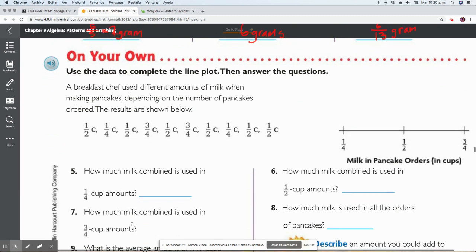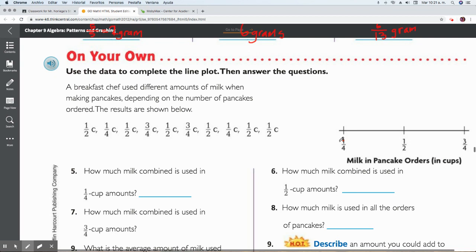Okay, last one, and then we're going to start on the next lesson for today. Use the data to complete the line plot, then answer the questions. A breakfast chef used different amounts of milk when making pancakes, depending on the number of pancakes ordered. The results are shown below. 1/2 cup, 1/4 cup, 1/2, 3/4, 1/2, 3/4, 1/2, 1/4, 1/2, and 1/2. Our first step would be to mark x's on top of each fraction. The line plot's right here. It's already labeled and it already has a title.